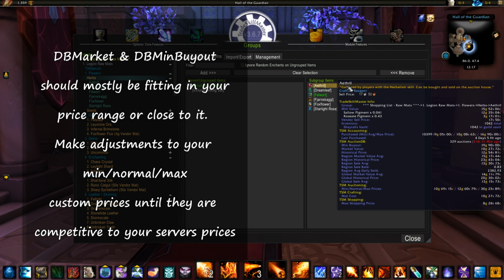Because you don't want to sell stuff for way too cheap, and you also don't want to sell stuff for way too expensive, because if it's on the auction house for way too much gold, you're never going to be moving your product and you're never going to be making profit. So you got to make sure that your price range is competitive and you're going to be able to actually make some profit, because that's the whole point of all of this.